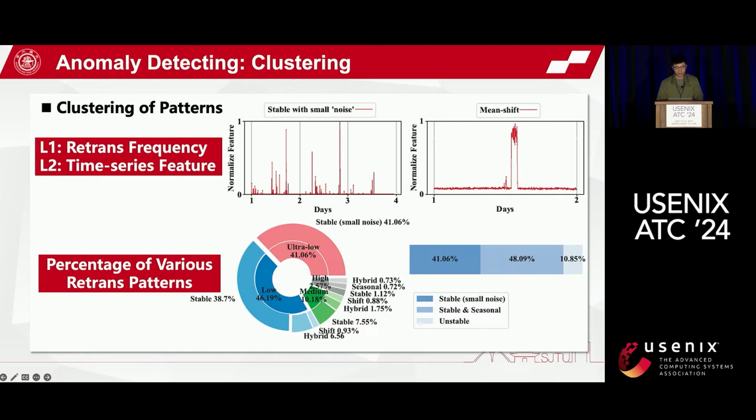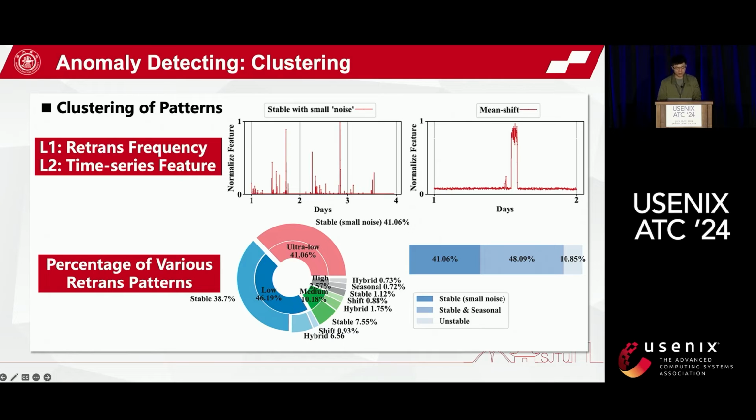multi-level time series clustering to distinguish distinct retransmission patterns. The time series are first clustered according to the frequency of retransmissions. Specifically, time series are divided into 4 levels from low to high frequency to reflect the noise level. On this basis, we further classify the time series into stable type and unstable type. Unstable type may include seasonal, trend, mean shift, and hybrid types.